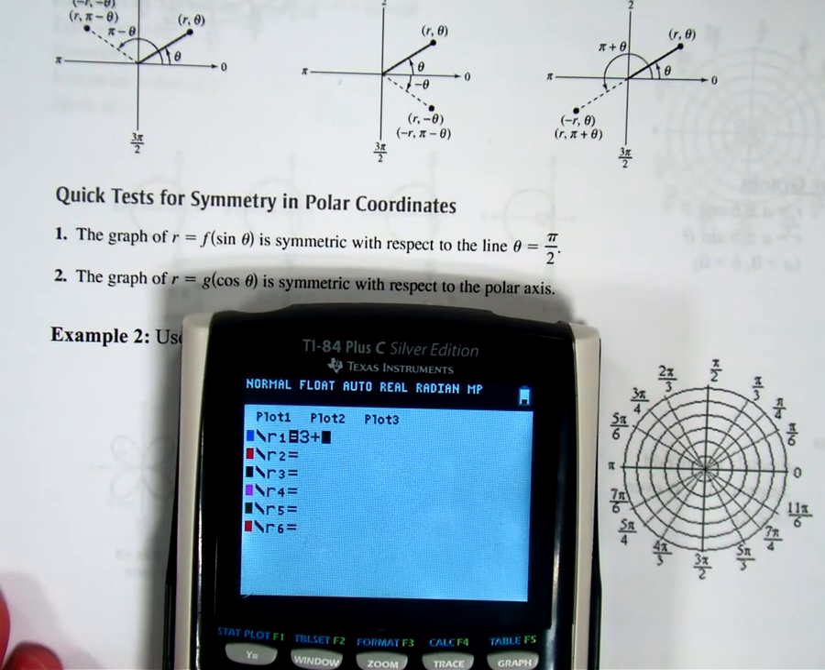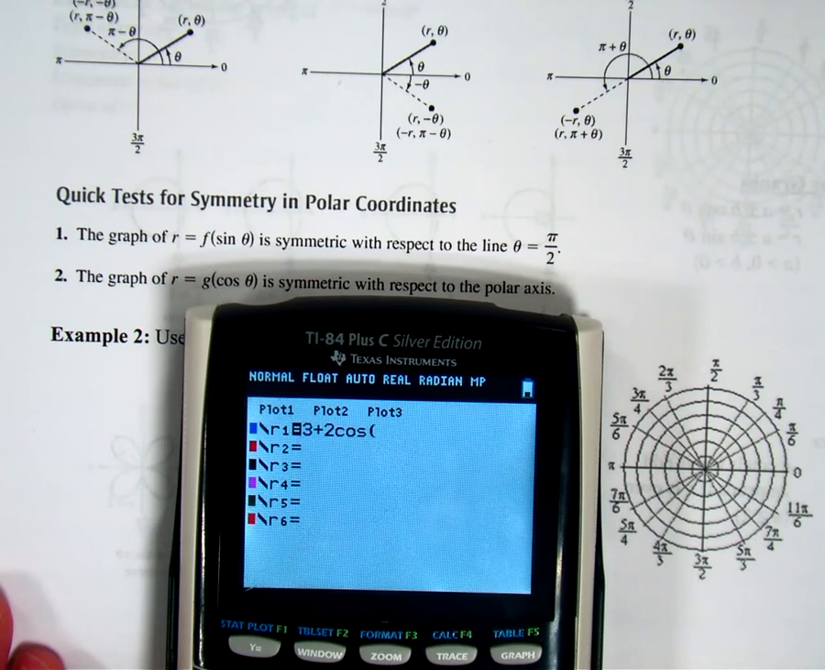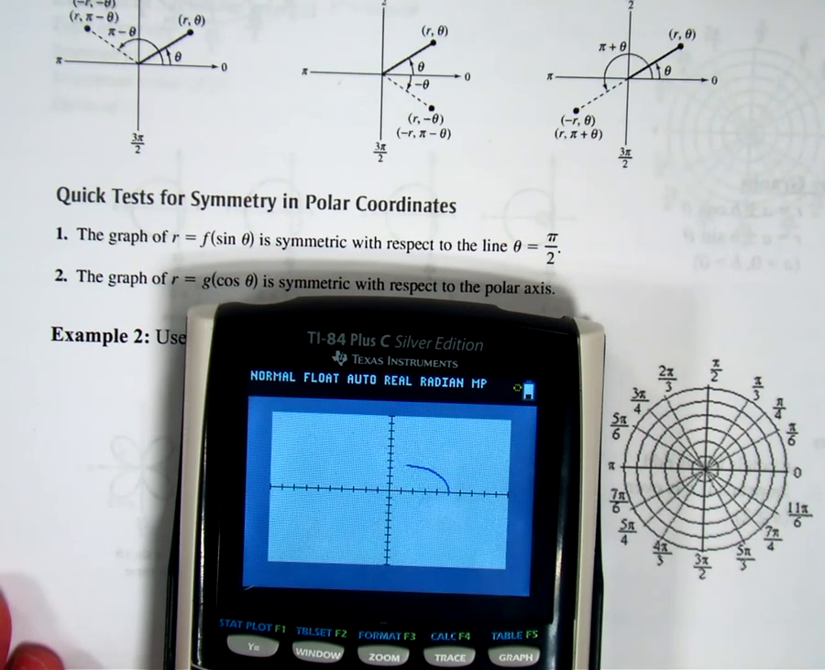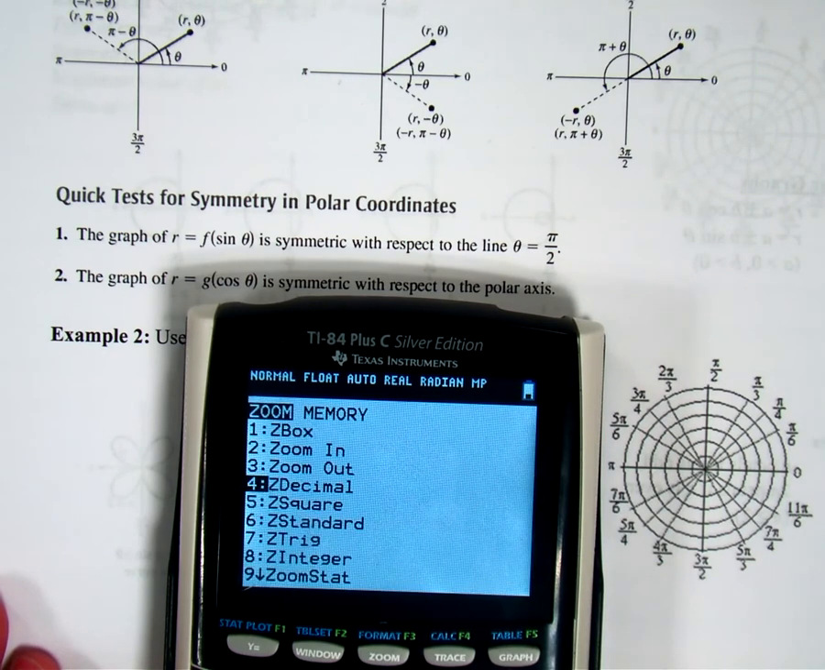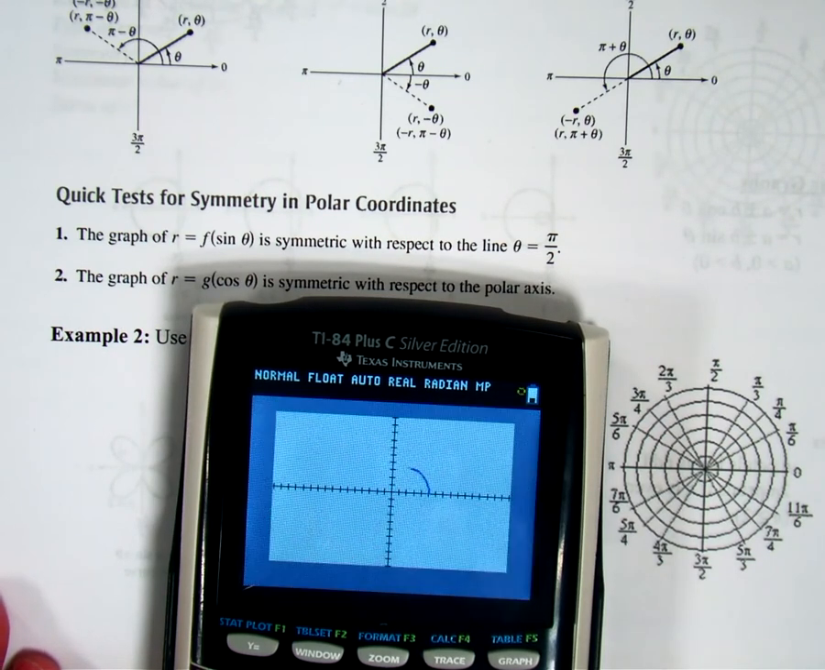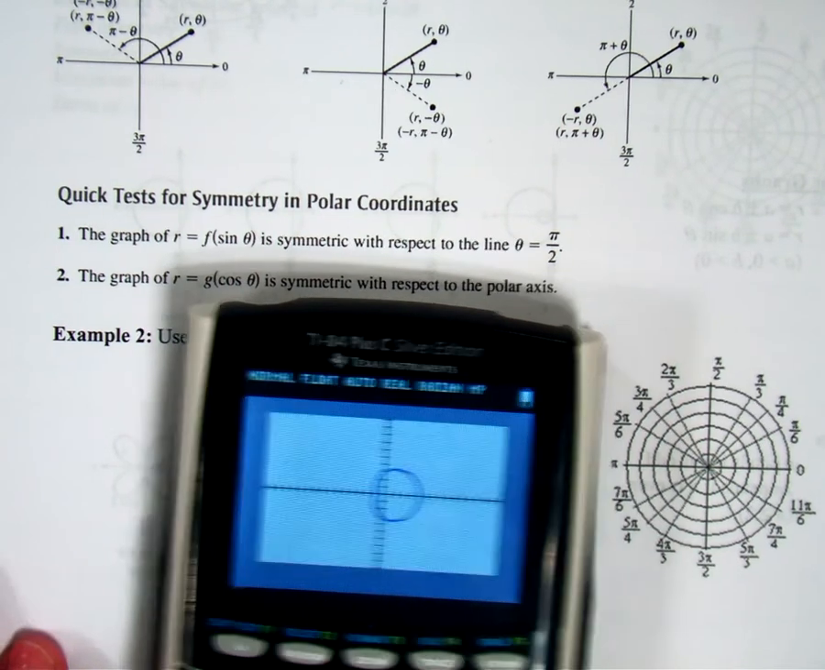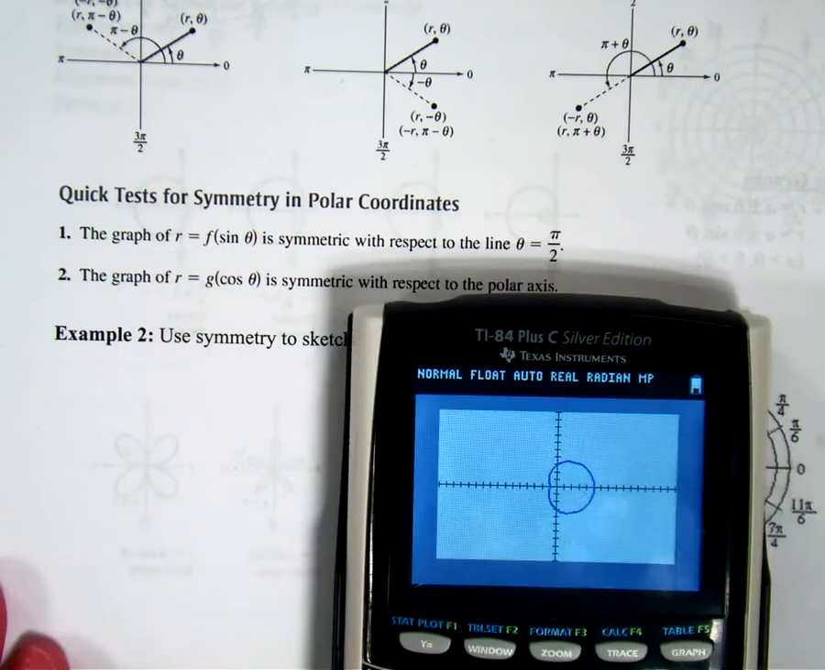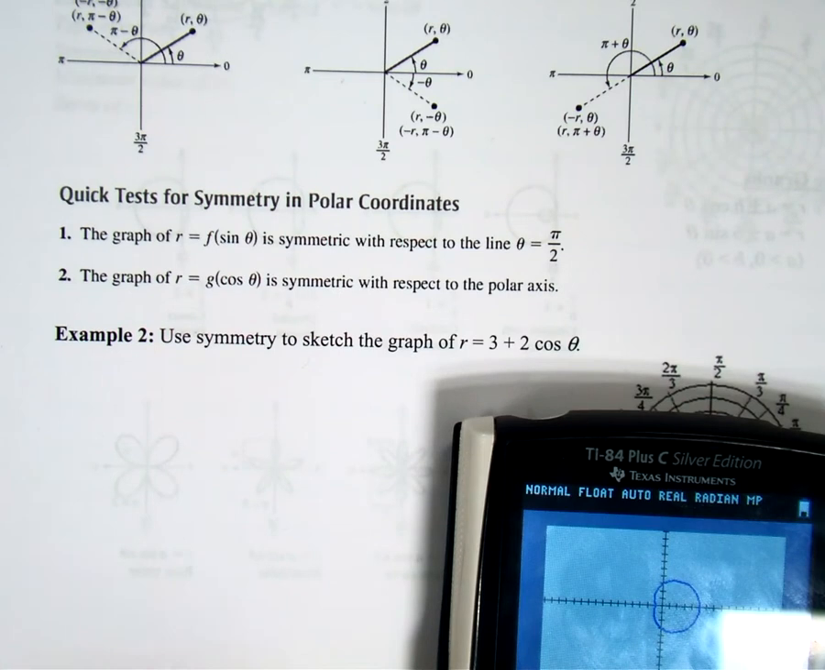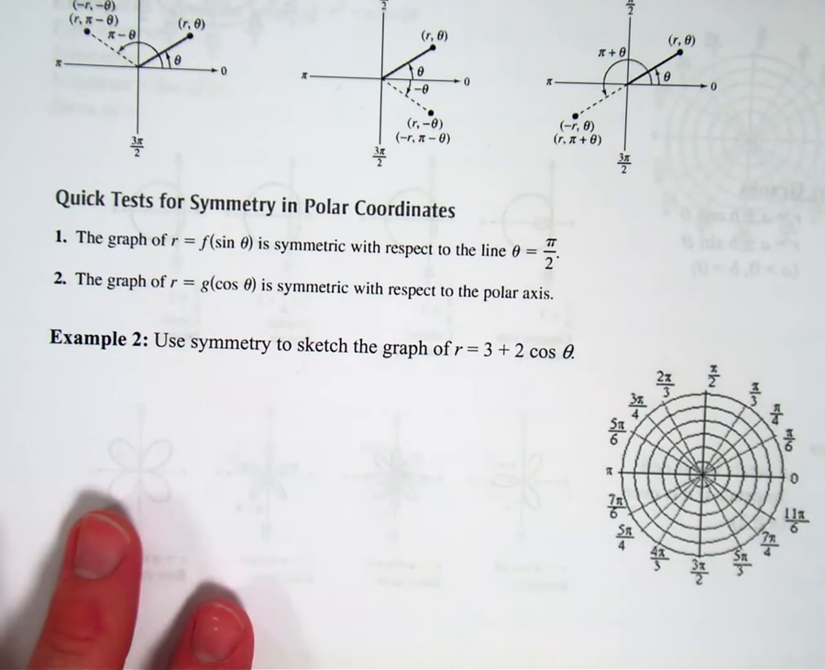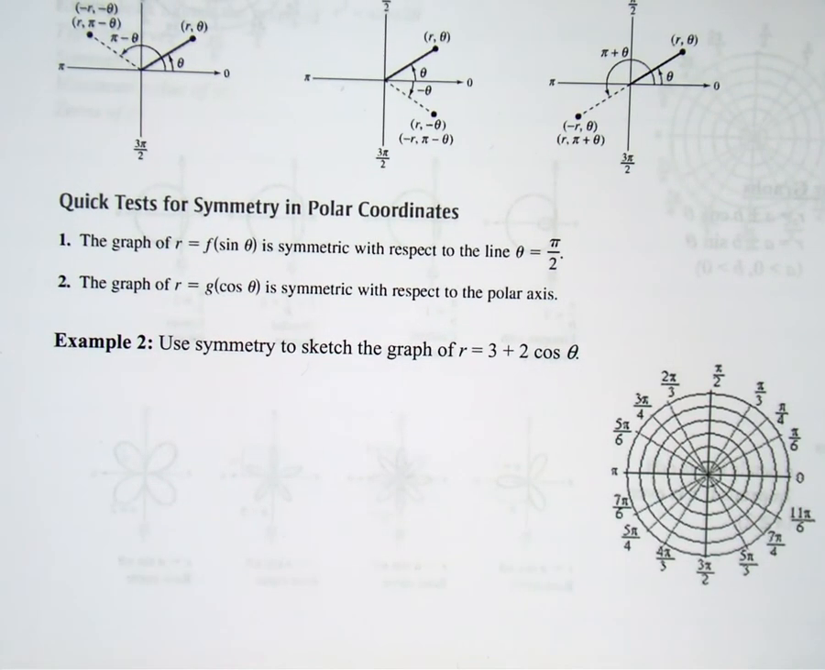3 plus 2 cosine theta. Graph. There it is. This is going to be a little distorted. I'm going to zoom square. And let's get it going. We can make a table. I know the book does their tables kind of horizontally, and I just make mine vertically.